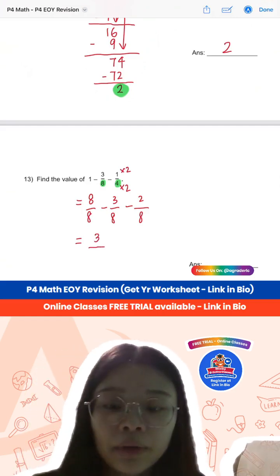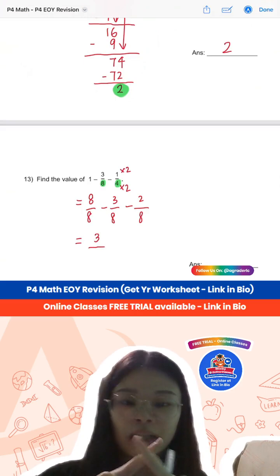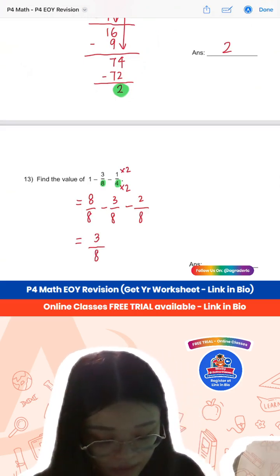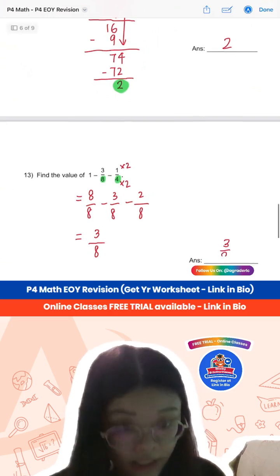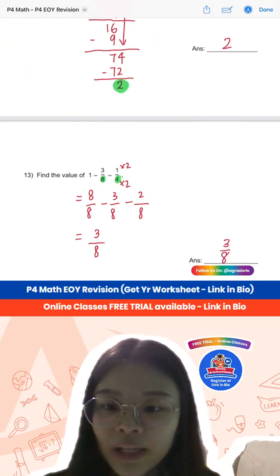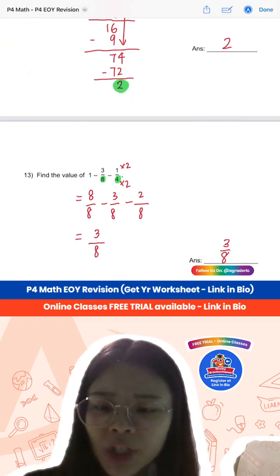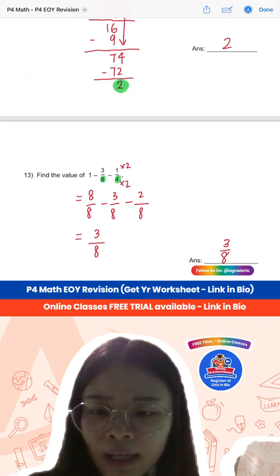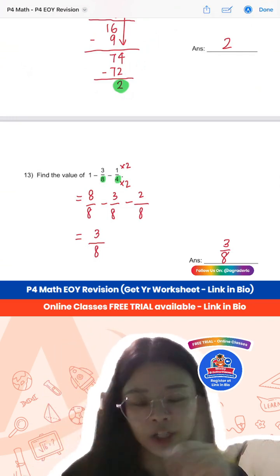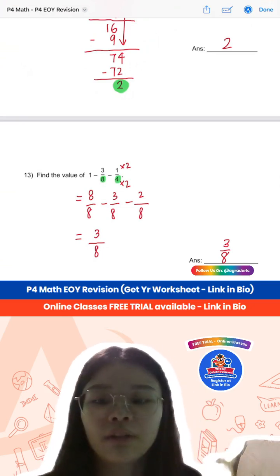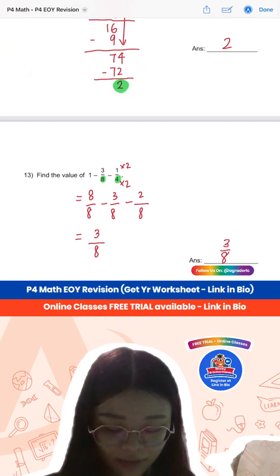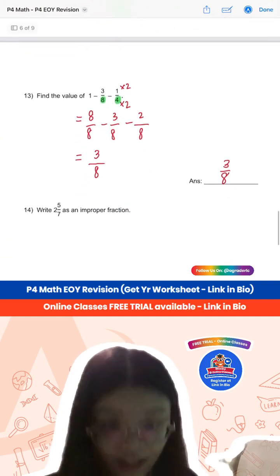For our denominator, we'll never subtract 8. It will always stay the same. So this stays as 8, and our final answer is 3 out of 8. Yes, change 1 to 8 out of 8. You're right, that was what I did. I changed my 1 whole to 8 out of 8 because all the other fractions are out of 8 already. Good. Now we look at question 14.